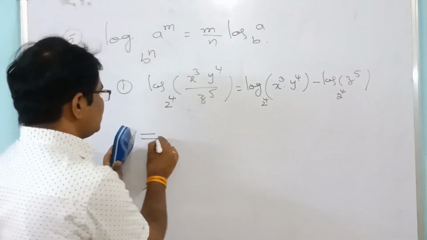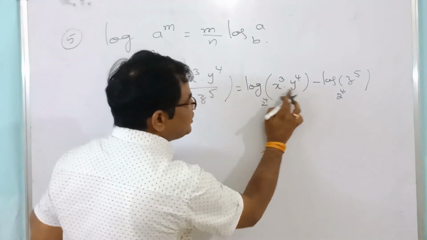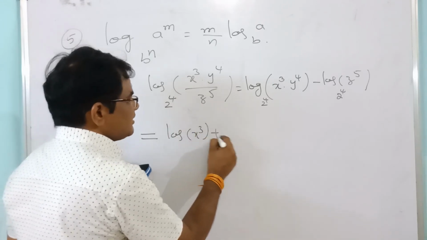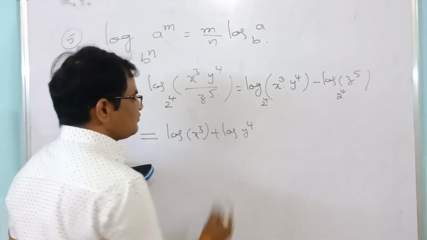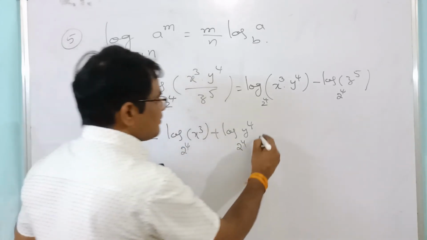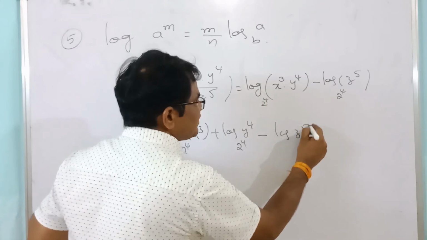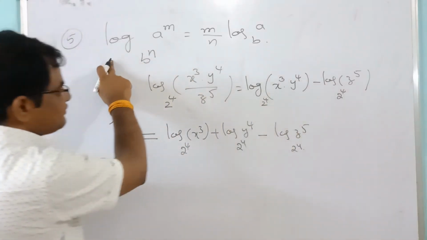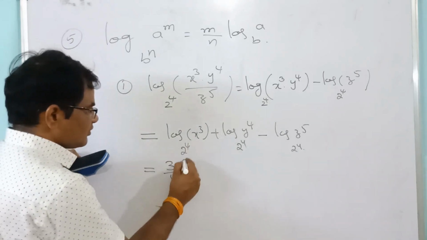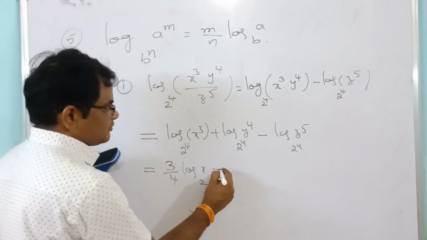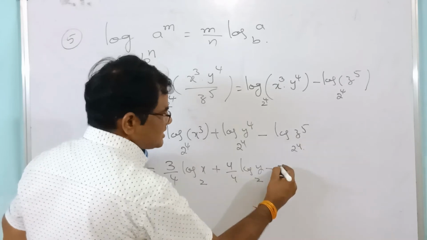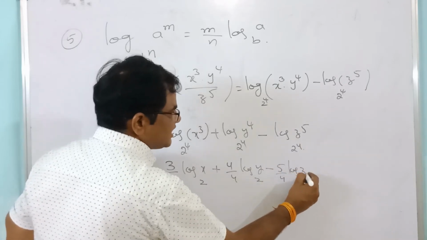And now that is equal to, again which formula? The m into n formula we have to apply. So log of x to the power of 3 plus log of y to the power of 4, here to the base 2 to the power of 4, here base 2 to the power of 4, minus log of z to the power of 5, 2 to the power of 4. Now apply the fifth property here, m, here n. How to write? 3 by 4 log x to the base 2 plus 4 by 4 log y to the base 2 minus 5 by 4 log z to the base 2.